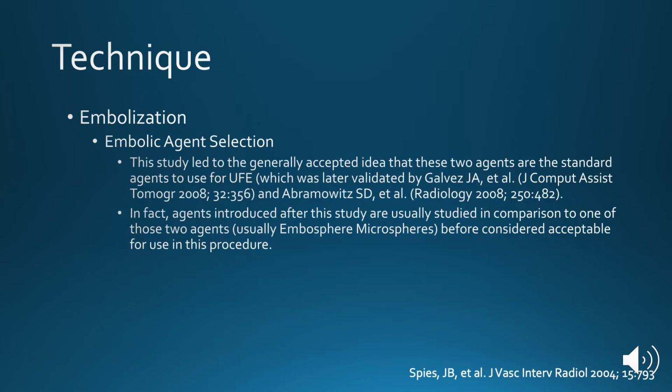This study led to the generally accepted idea that these two agents are the standard agents to use for fibroid embolization, and this was later validated in subsequent studies. In fact, agents that have been introduced after this study have usually been studied in comparison to one of those two agents, and it's usually been Embosphere microspheres, and those studies have to be done before a new agent is considered acceptable for use during this procedure.